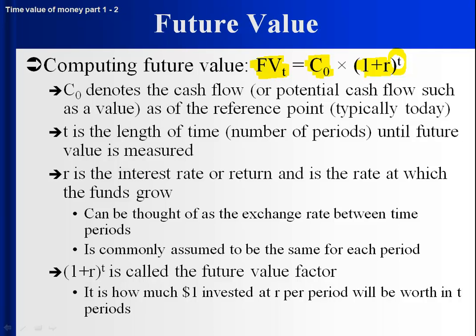And notice that t is not multiplied, but it's actually an exponent, because it's 1 plus r times 1 plus r times 1 plus r, and so on, for t times. It captures the compounding. It captures the interest on the interest, the returns on the returns.